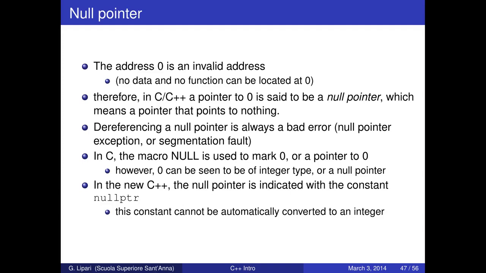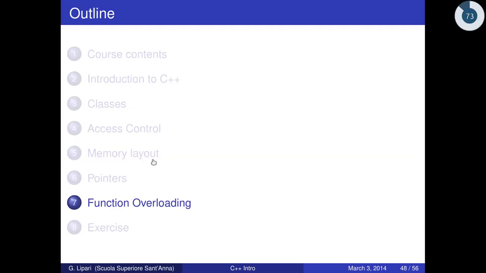In C, you actually use the macro NULL to say 0, or a pointer to 0. The problem with using a macro is that 0 has no type, so it can be an integer, it can be a null pointer, it can be anything. In C++, they try to solve this problem of typing by using a specific constant, which is called nullptr, which indicates a null pointer and cannot be automatically converted to an integer. Okay, so this will catch a few errors sometimes, because it's not possible to convert 0 in the sense of a null pointer to 0 in the sense of an integer.